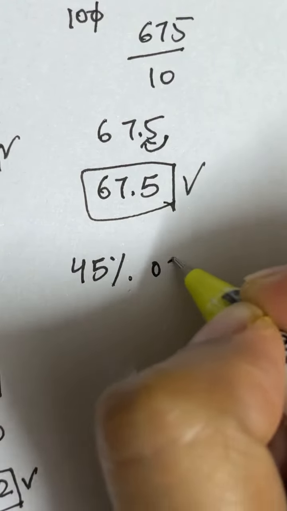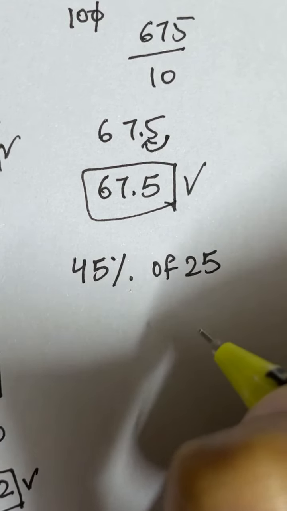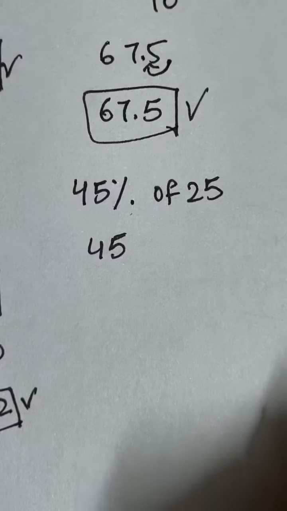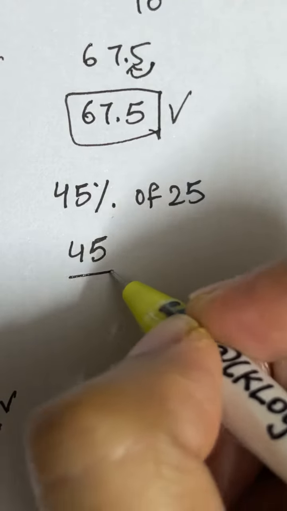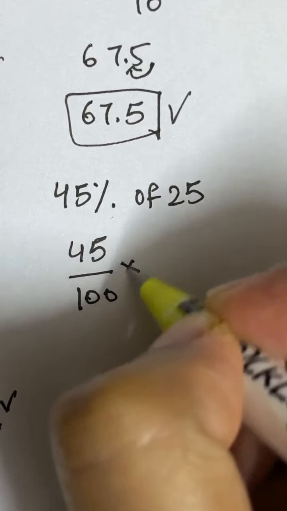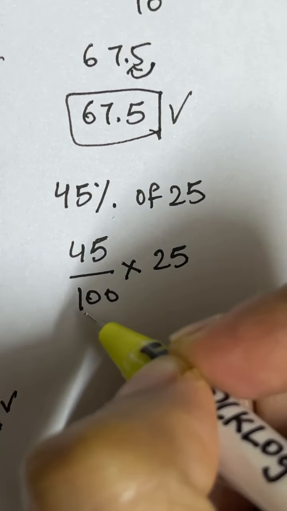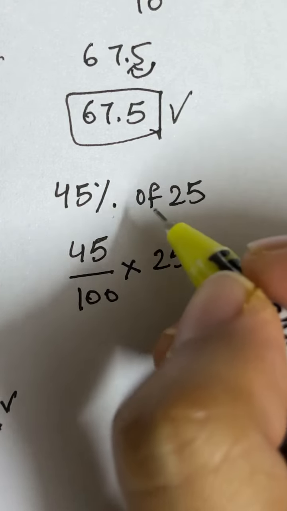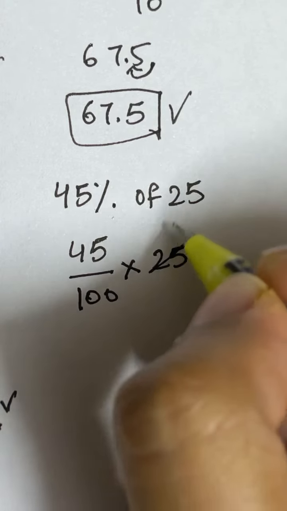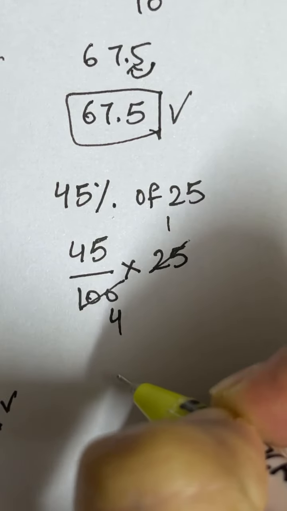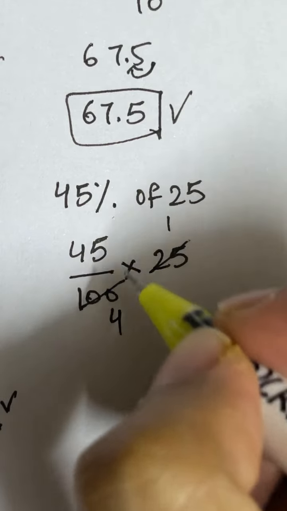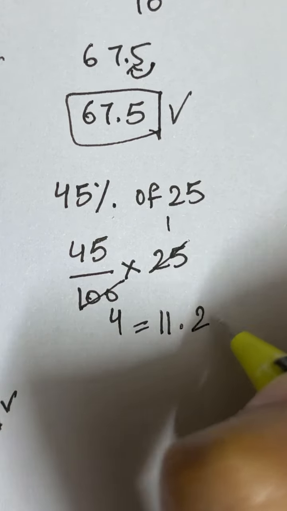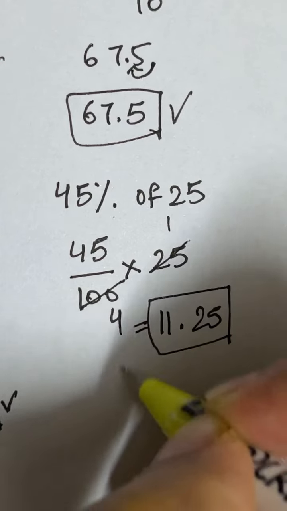Okay, now let's see 45% of 25. So what is 45% of 25? Just take 45%. That means convert the percent symbol to per 100, out of 100, of is times, and 25. Okay, how many 25s make 100? 25, 25, 25, 25. 4 25s make 100. So 25 4s make 100. So 45 over 4. So that gives you 11.25, and you're done. That's your answer.